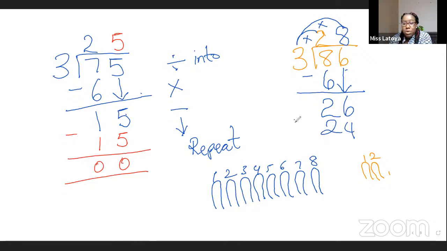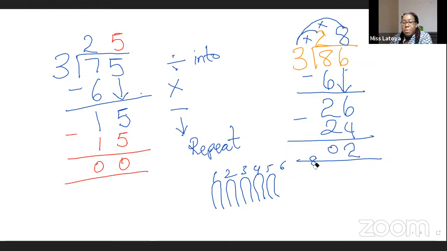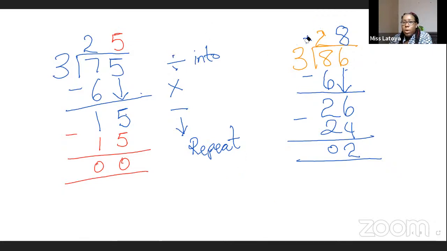Now I'm going to subtract. 6 take away 4 is going to give me 2. And 2 take away 2 is going to give me 0. What do we notice about this answer? We got a remainder. So 3 can go into 86 28 times, with a remainder of 2.